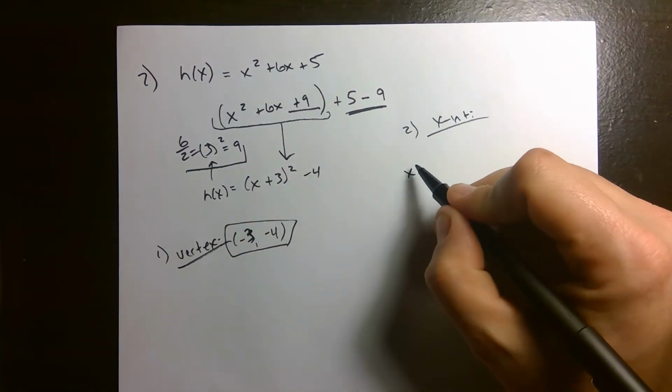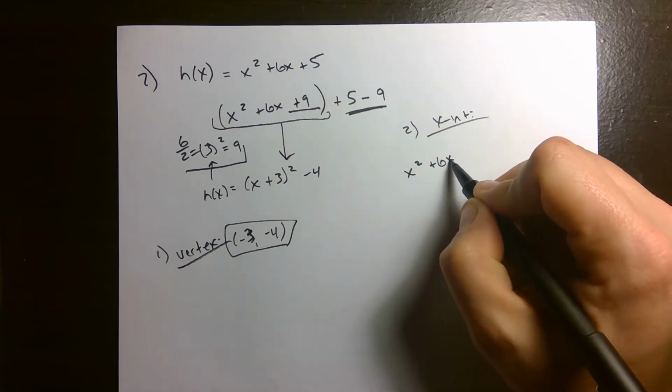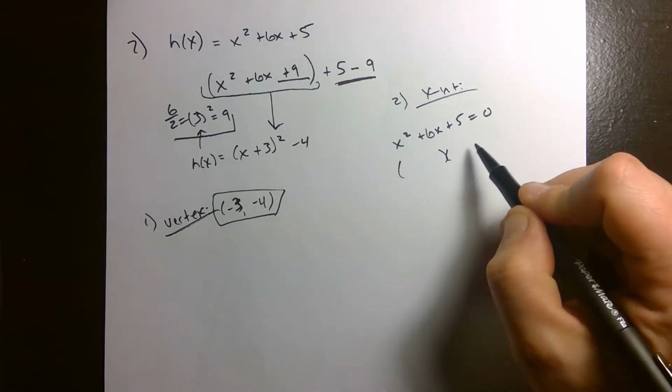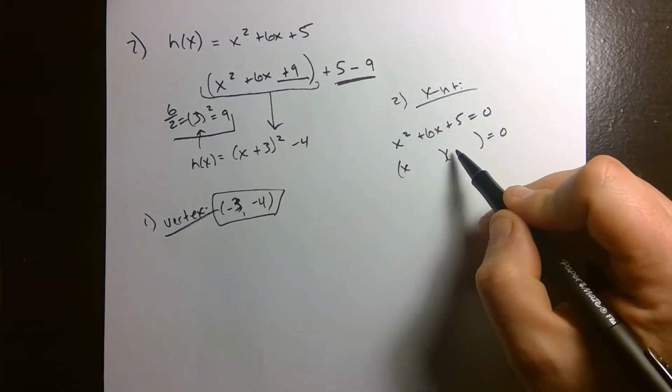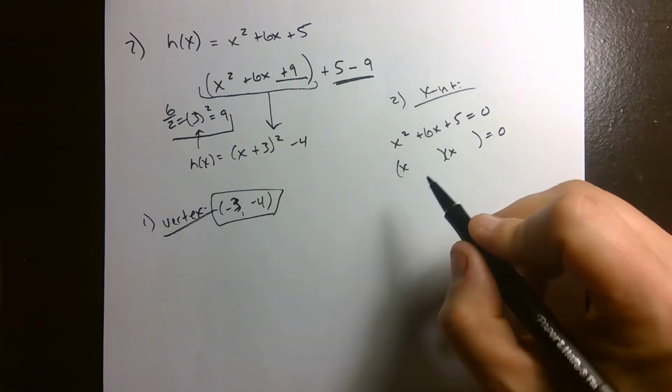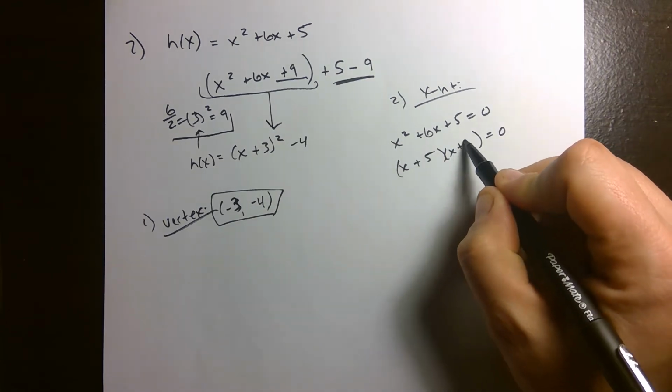Okay, so we'll come over here, step number 2, and we want to look for the x-intercepts. And so we'll take our function, x squared plus 6x plus 5. We'll set it equal to 0, and now we have to factor. We'll have our 2 open sets of parentheses, and we'll stick our x's in there, and we'll say, okay, we need 2 numbers that multiply to give me 5 while adding up to give me 6. Well, that's a positive 5 and a positive 1.